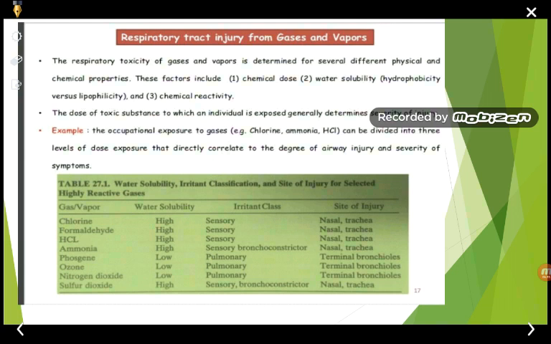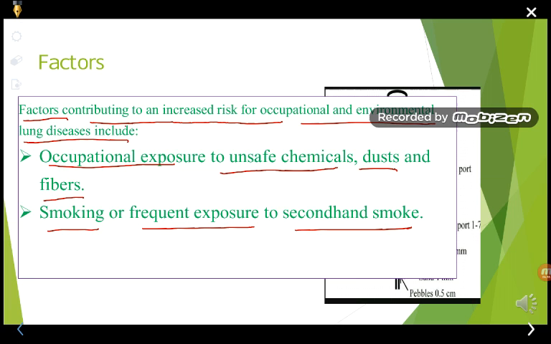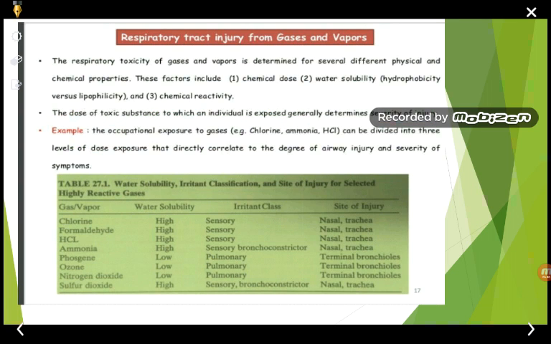Now coming up to the respiratory tract injury from the gases and vapors. As we have already discussed, when a person is subjected to certain chemicals, dust and fibers, or certain types of smoke, the lungs get injured. The respiratory tract injury from gases and vapors is determined by several different physical and chemical properties. These factors include chemical doses.